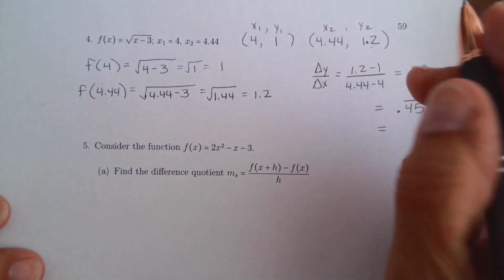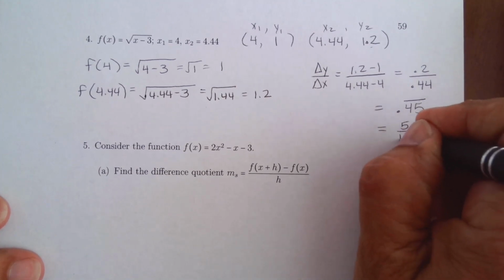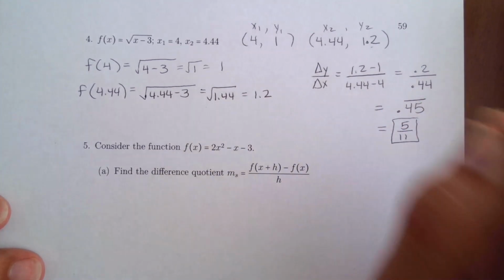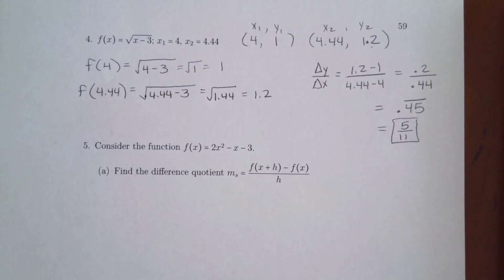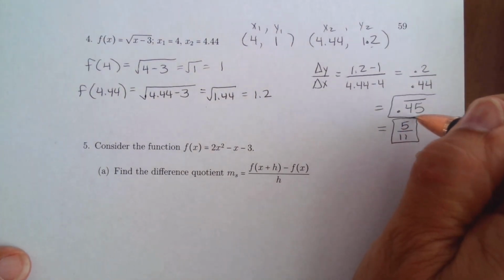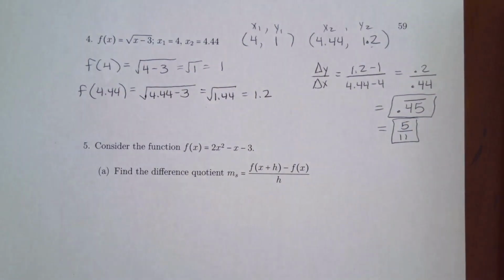So 5/11ths would probably be the way you want to enter that. That is an exact answer. Okay. This is fine if it's on paper. It's fine if Hawks takes it, but just in case, just wanted to show you how to go from there to there. Okay. All right.